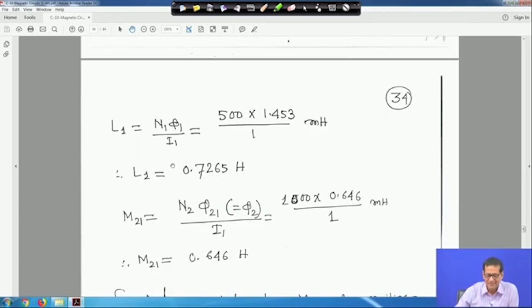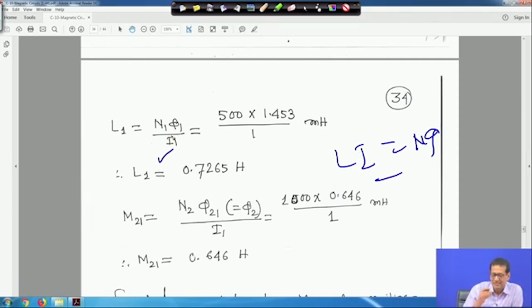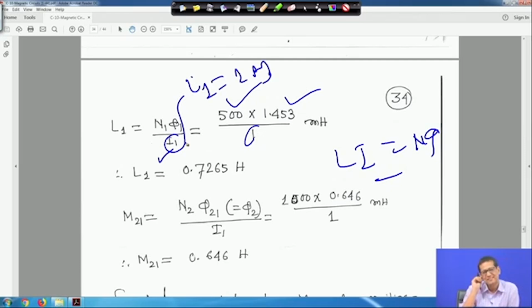Now, we know that earlier I told you, this relation is required, that Li is equal to N phi. So, same relation we are using, L1 is equal to N1 phi 1 upon I1. So, N1 is 500. Phi 1 we got 1.453 milliweber, and current I1 is actually this one in the diagram, small i1, it is actually 1 ampere, not capital I1, so correction.